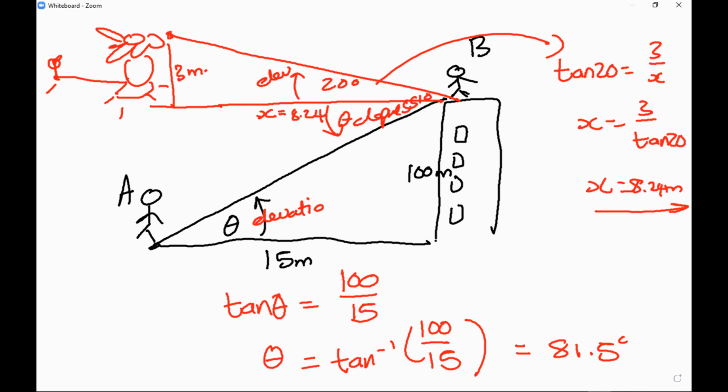Okay, so that's your angle of elevation and angle of depression. Very simple example, right?